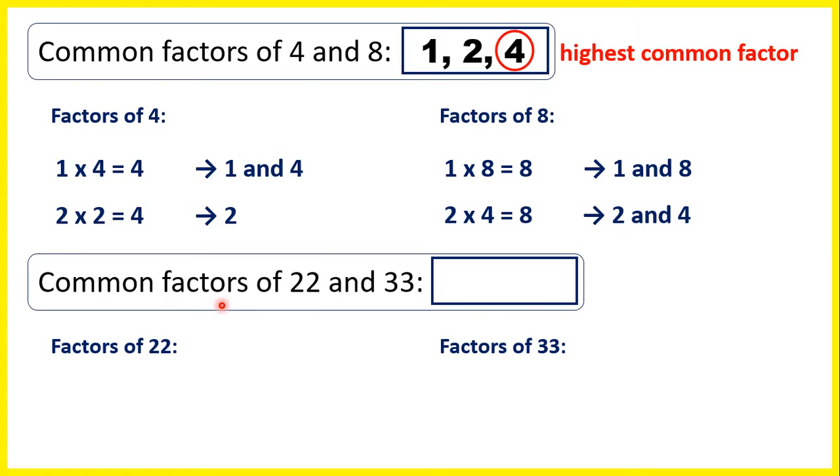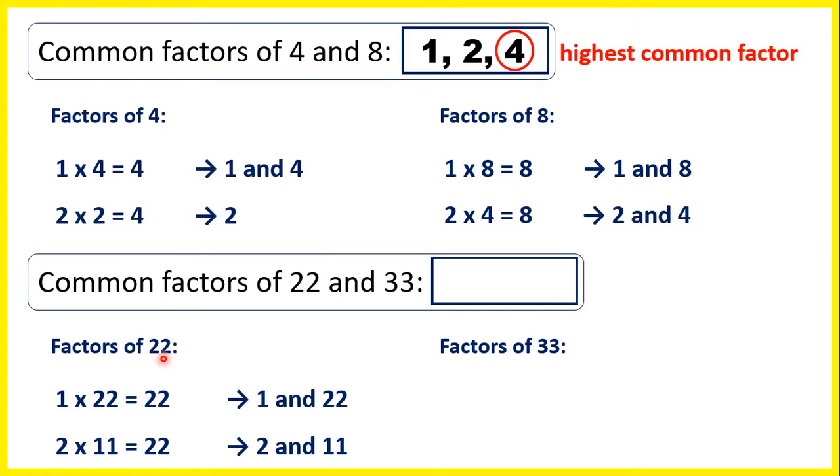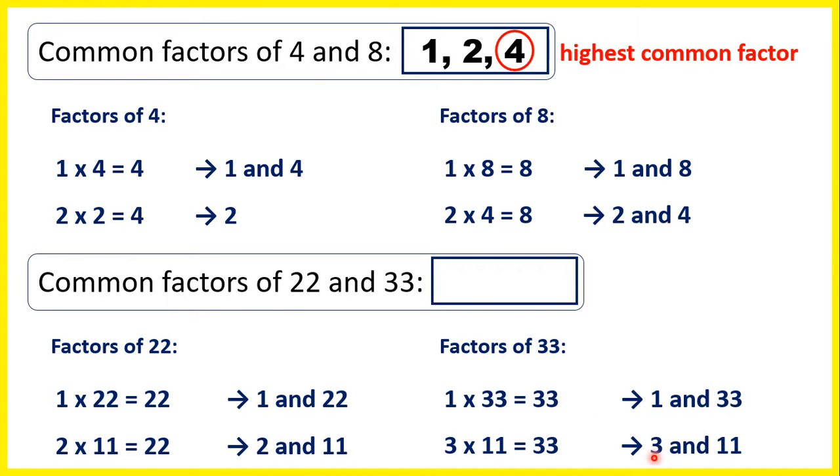Now let's find the common factors of 22 and 33. 1 and 22 are factors of 22, and 2 and 11 are also factors of 22 because 2 times 11 is 22. Now, for factors of 33, we have 1 and 33 because 1 times 33 is 33, and we have 3 and 11 because 3 times 11 is 33.